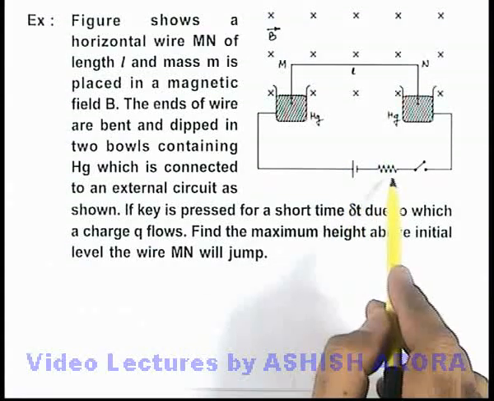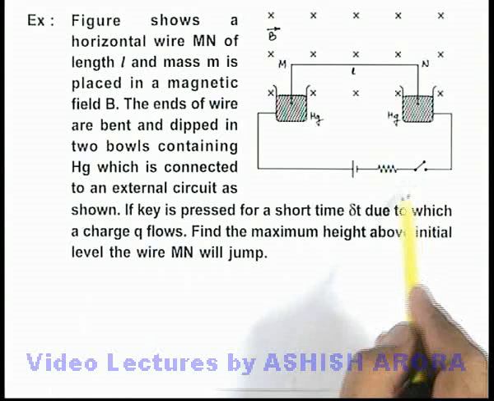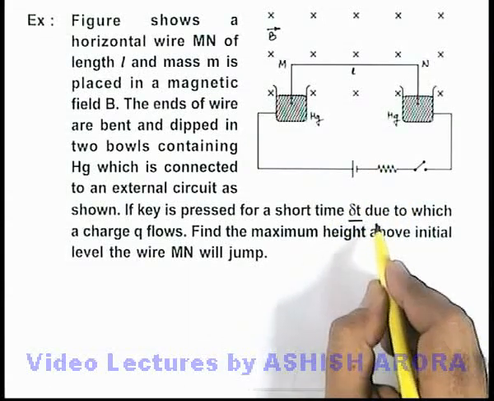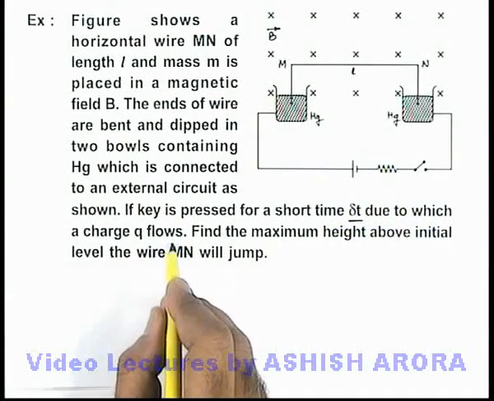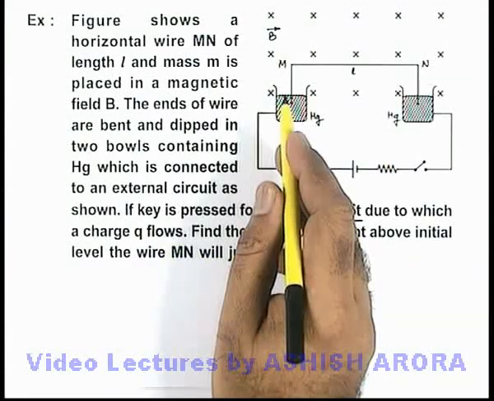We can see here a battery and a resistance are there. And if the key is pressed for a short time delta t, due to which a charge Q flows, we are required to find the maximum height above the initial level the wire MN will jump.